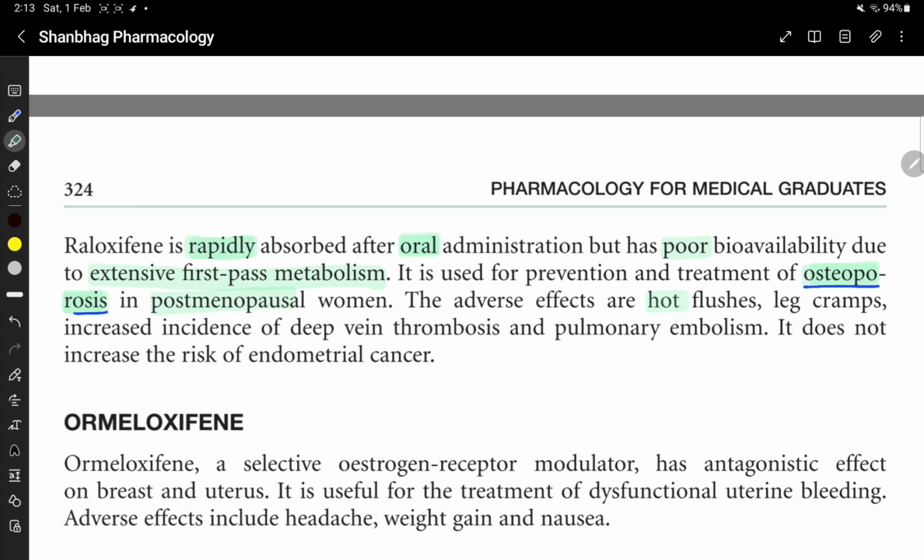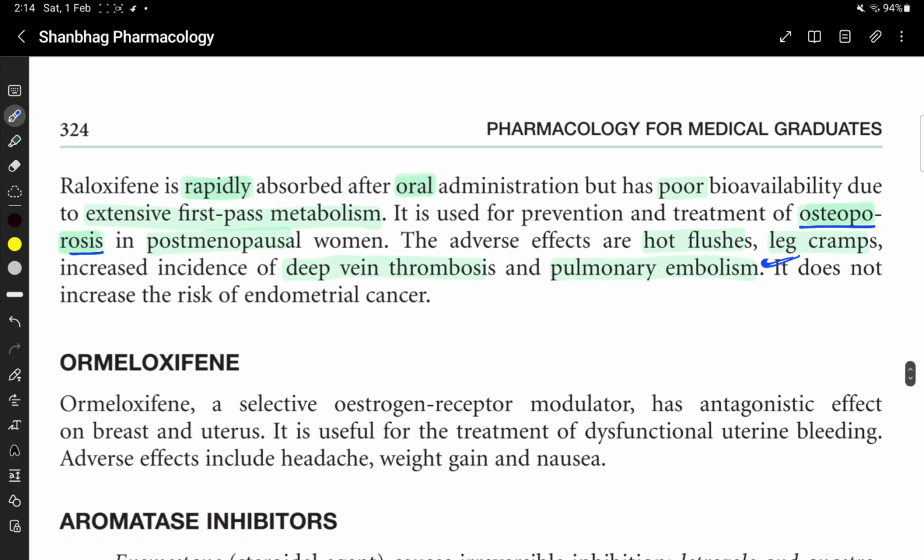The adverse effects are hot flushes, leg cramps, increased incidence of deep vein thrombosis and pulmonary embolism. It does not increase the risk of endometrial cancer. ये एक एडवांटेज है कि इसके कारण एंडोमेट्रियल कैंसर का रिस्क इंक्रीज नहीं होगा, बट और भी साइड इफ़ेक्ट्स है, जैसे कि हॉट फ्लशेस, लेग क्रैम्प्स, डीप वेन थ्रोम्बोसिस और पल्मोनरी एम्बोलिज्म. यूज़ क्या है? It is used in the prevention and treatment of osteoporosis in postmenopausal women.